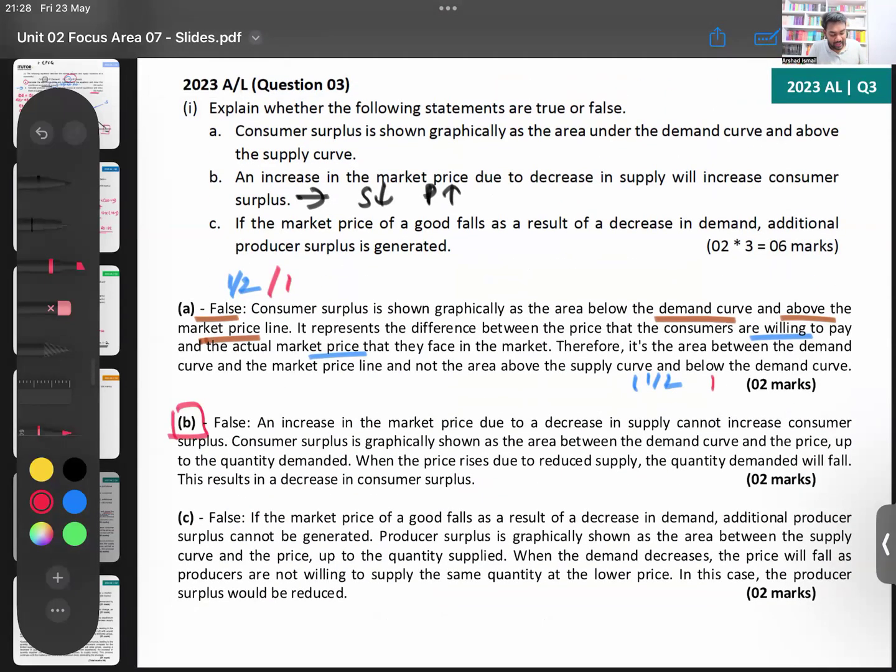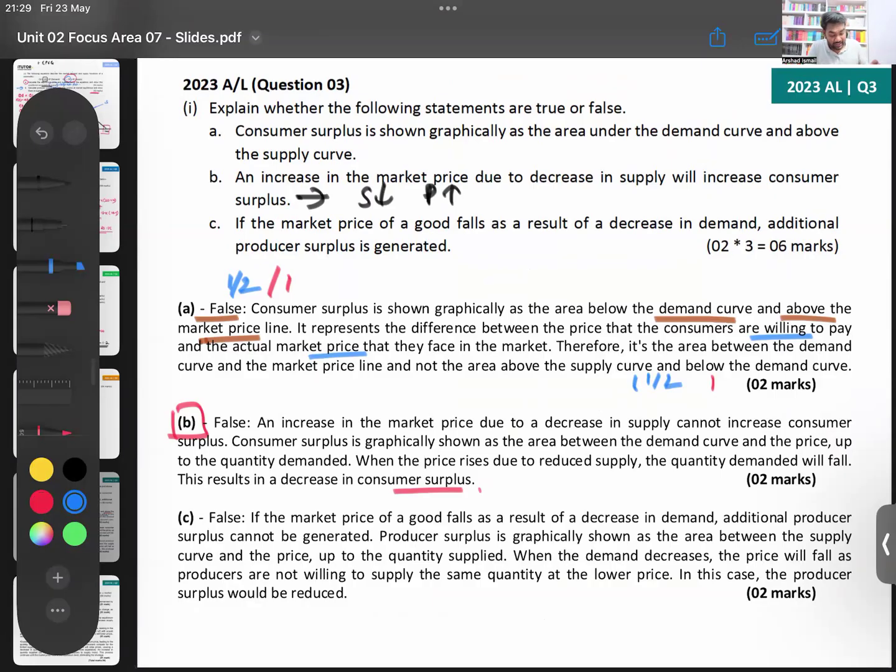And then they are saying an increase in the market price due to a decrease in supply cannot increase consumer surplus. Consumer surplus is the area between the demand curve and the price up to the quantity demanded. When the price rises due to a reduced supply, the quantity demanded will fall. This results in a decrease in consumer surplus. If you want, you can draw graphically and explain that as well. You should know this will decrease. So those are where you have to practically work on your answer writing.